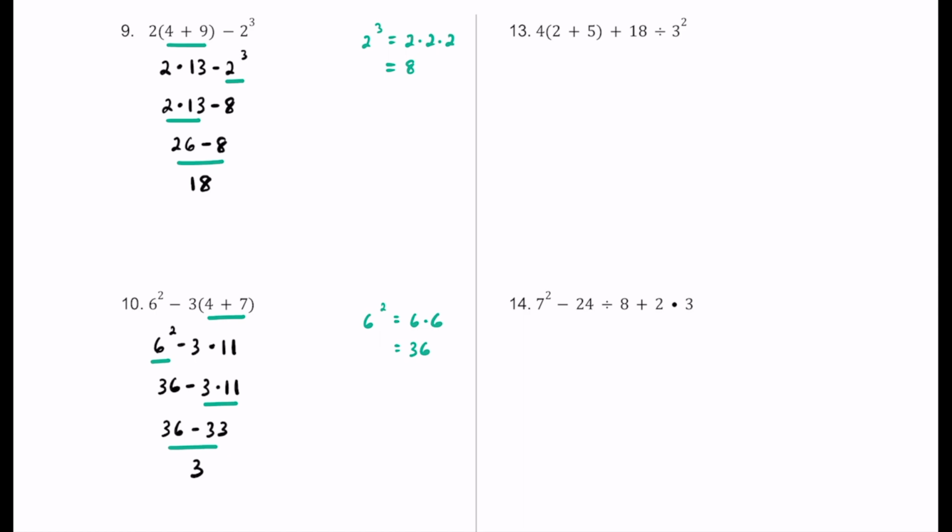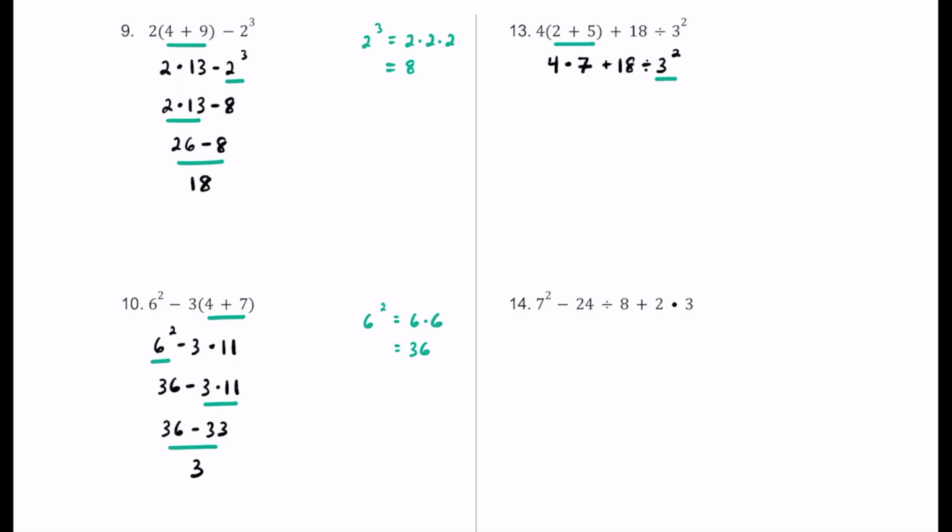For number 13, looks like we have some more operations. Let's start with the grouping symbol. Let's start with the 2 plus 5. 2 plus 5 is going to equal 7, so it's going to be 4 times whatever that was. So it's going to be 4 times 7 plus 18 divided by 3 squared. Okay, so we have multiplication, addition, division, and a power.